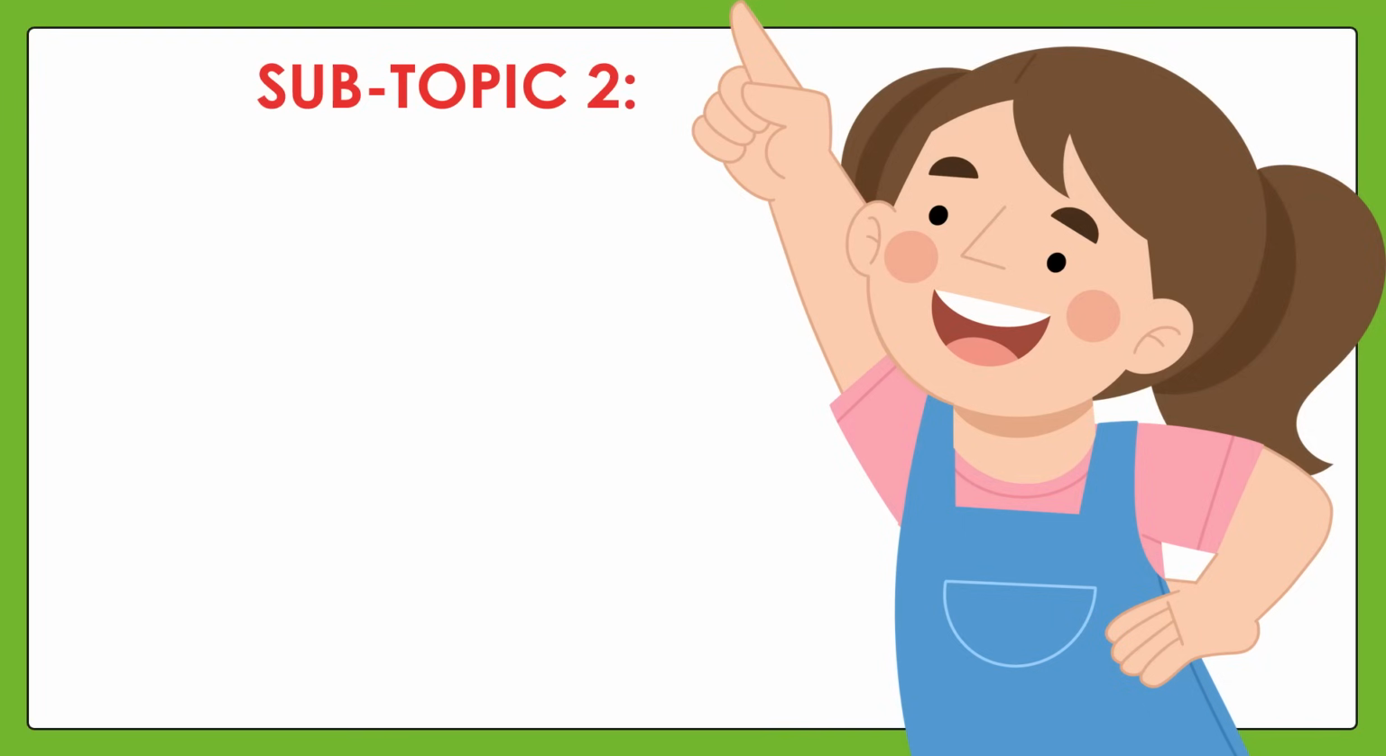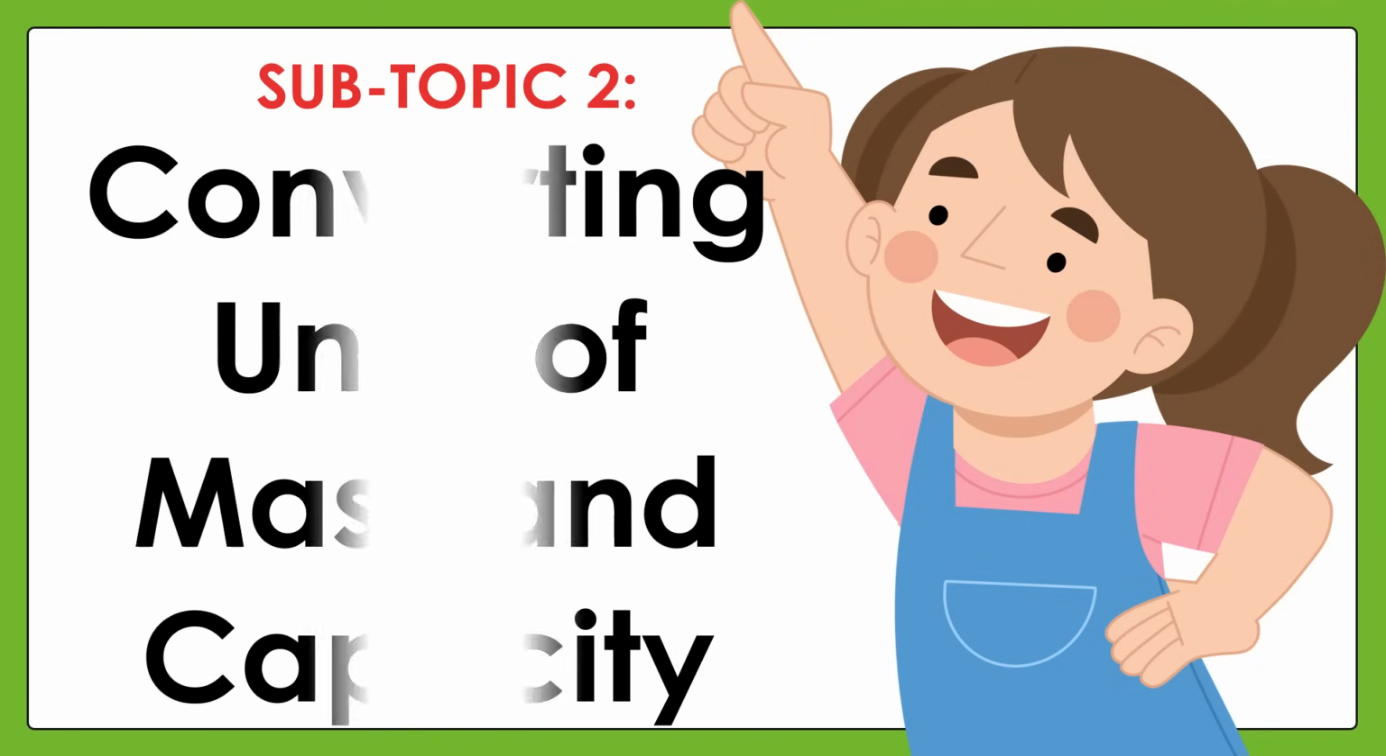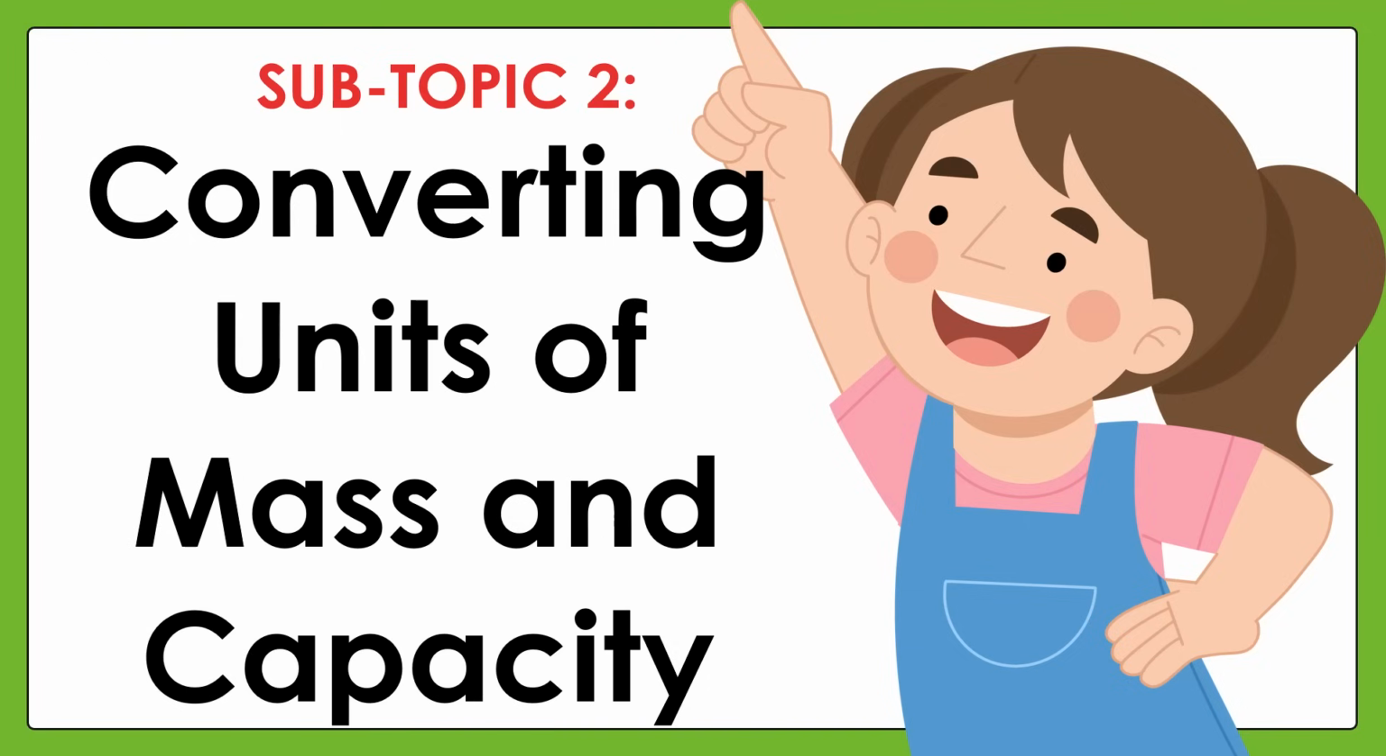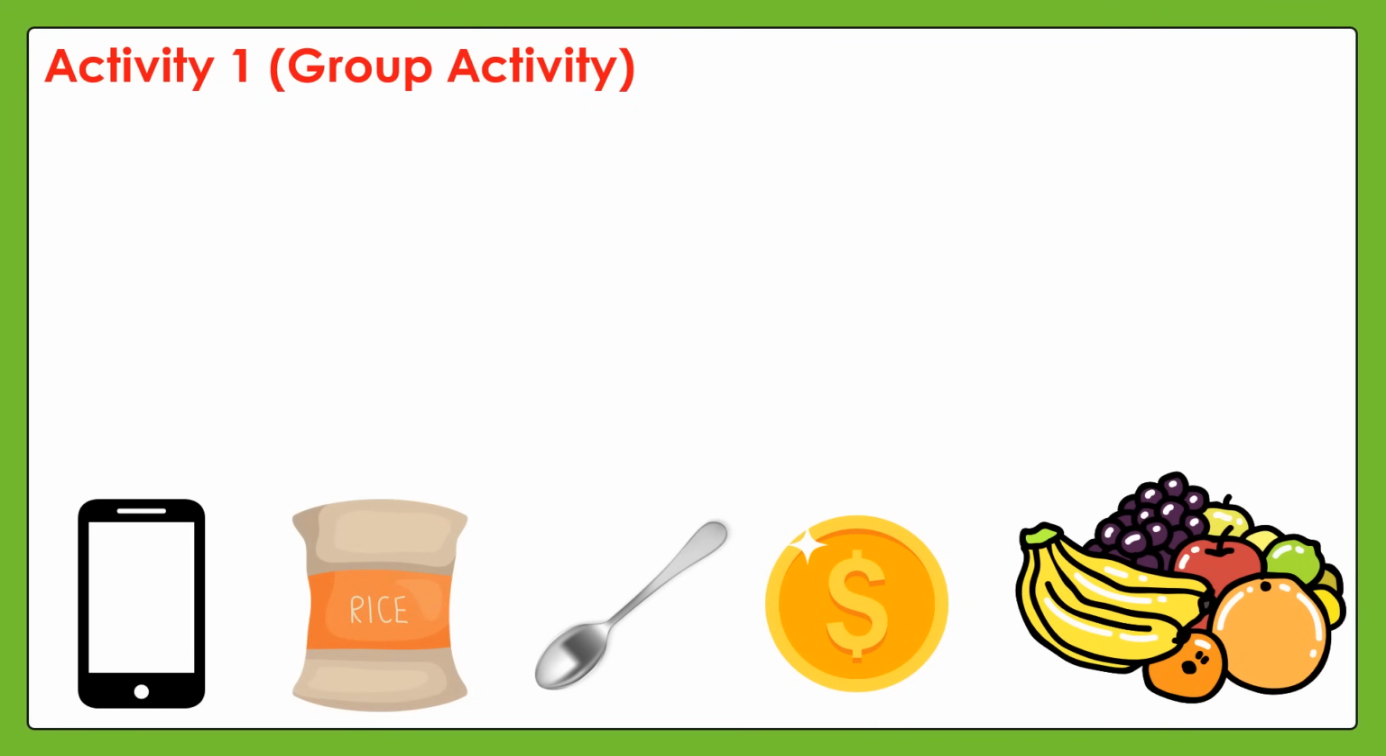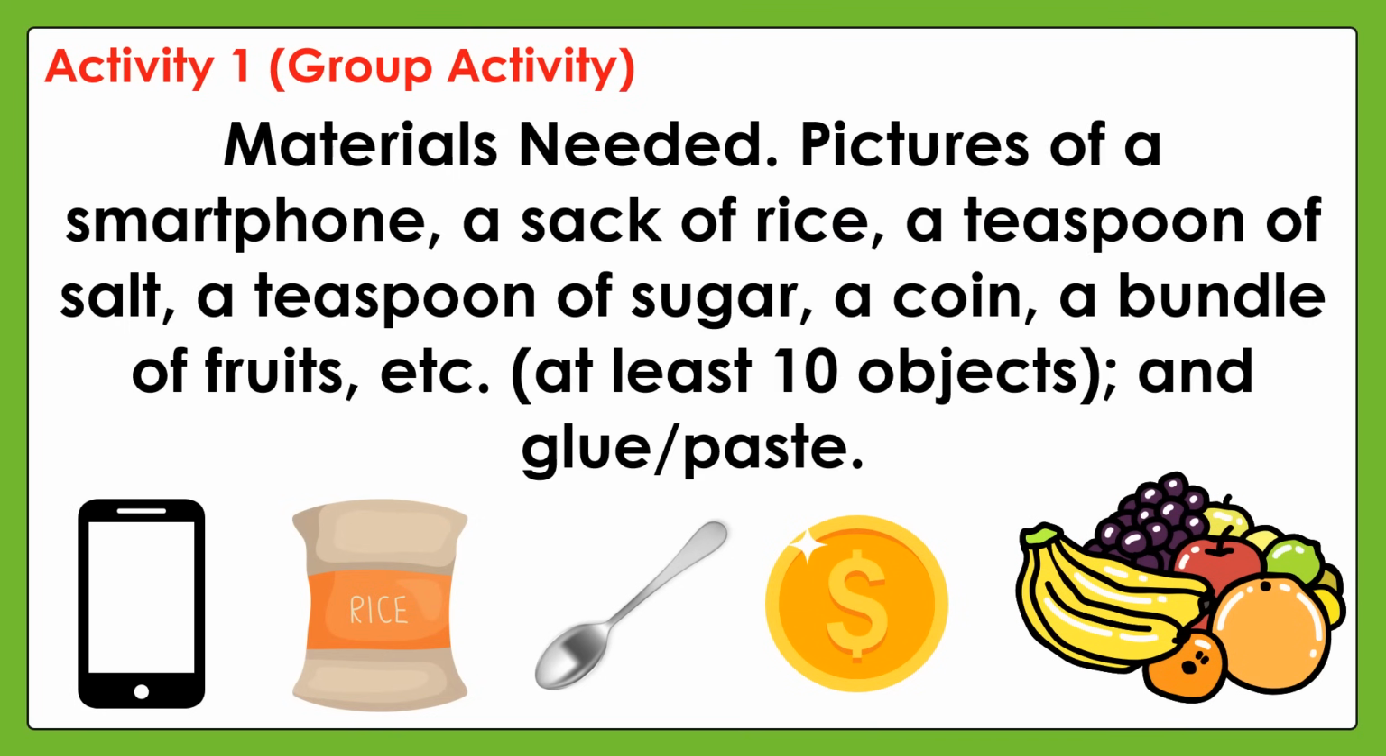Our second topic is about converting units of mass and capacity. Activity number 1. Materials needed. Pictures of a smartphone, a sack of rice, a teaspoon of salt, a teaspoon of sugar, a coin, a bundle of fruits, etc. At least 10 objects and glue or paste.